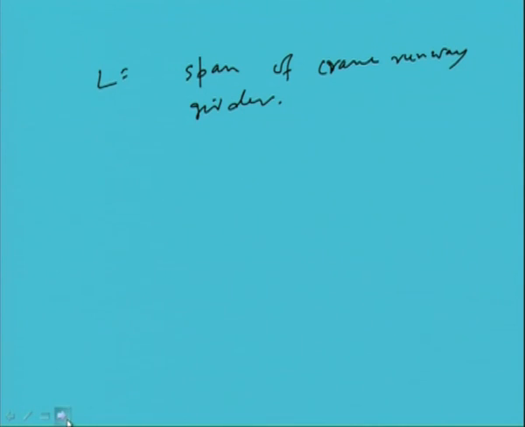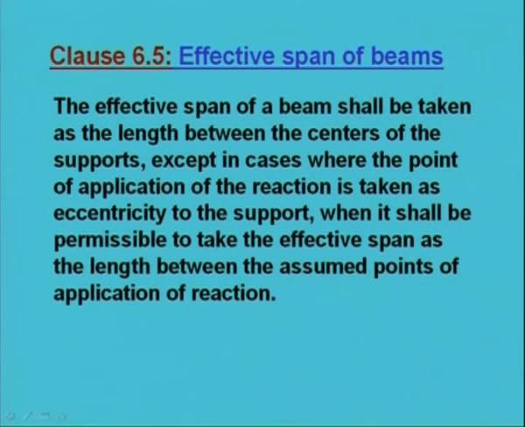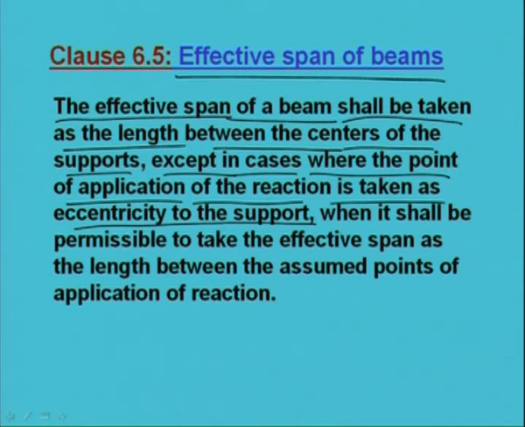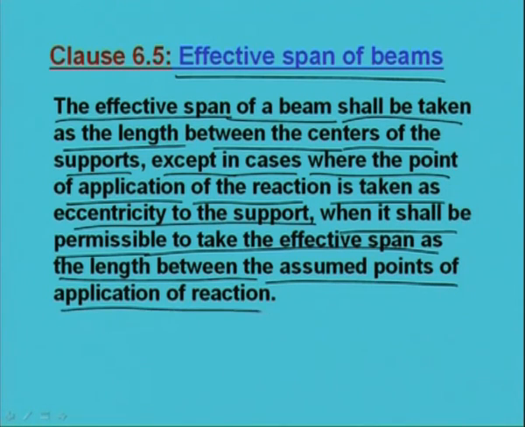And in clause 6.5 the effective span of beams has been defined. The effective span of a beam shall be taken as the length between the centers of the supports, except in cases where the point of application of the reaction is taken as eccentric to the support, when it shall be permissible to take the effective span as the length between the assumed points of application of reactions. These are told in clause 6.5 regarding effective span of beams.